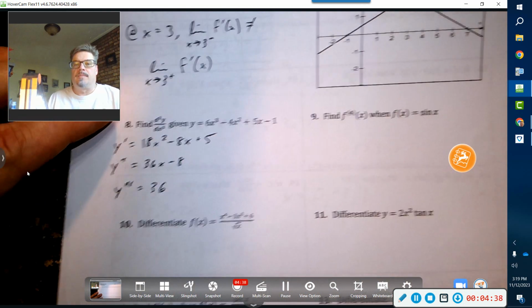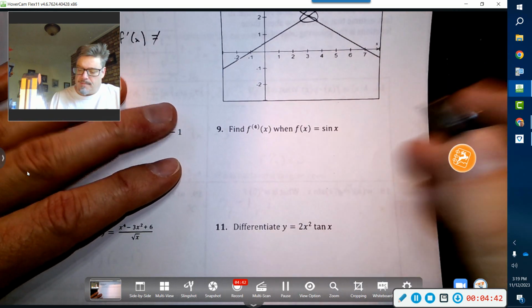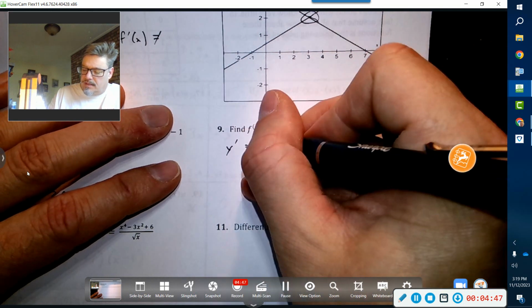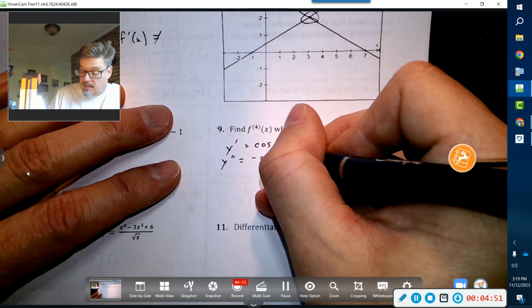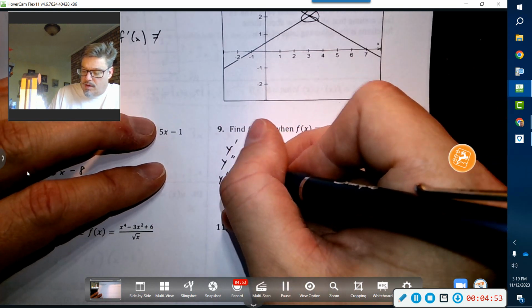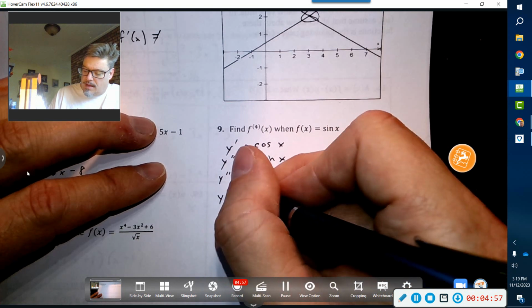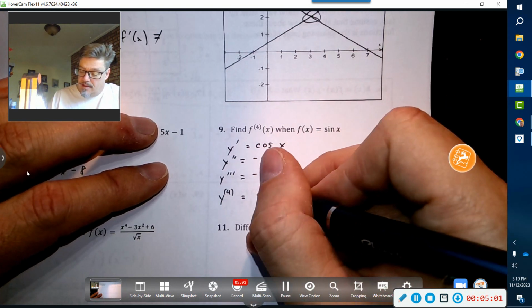Alright, there we go. Fourth derivative of this, I feel like we might have done this, or was it cosine? I can't remember. But we'll just go: y prime is going to be cosine. Y double prime is negative sine. Y triple prime would be negative cosine. And then y4 would be then positive sine.